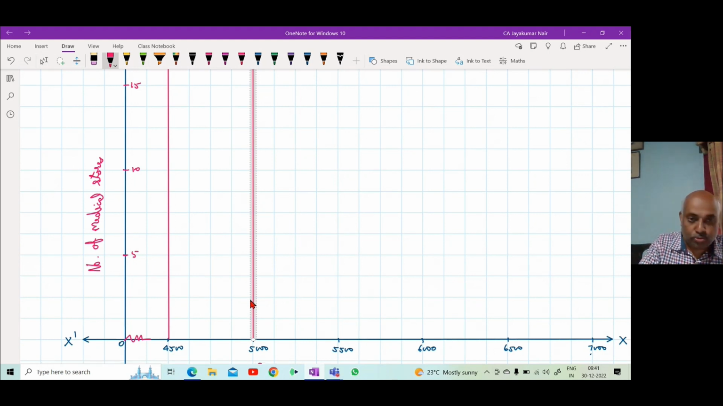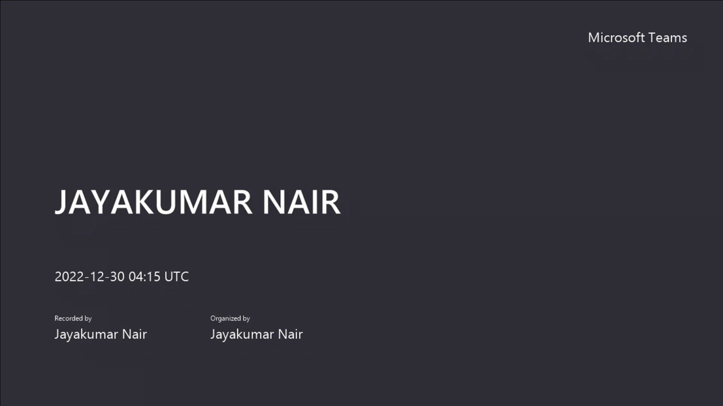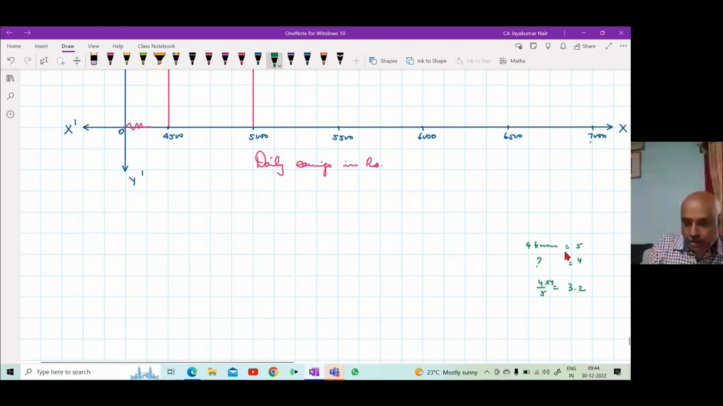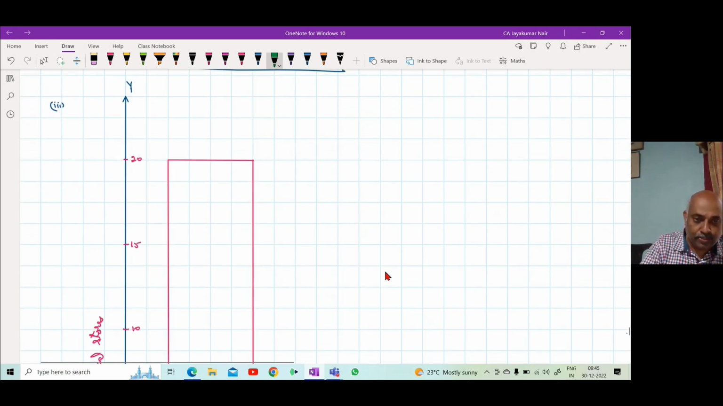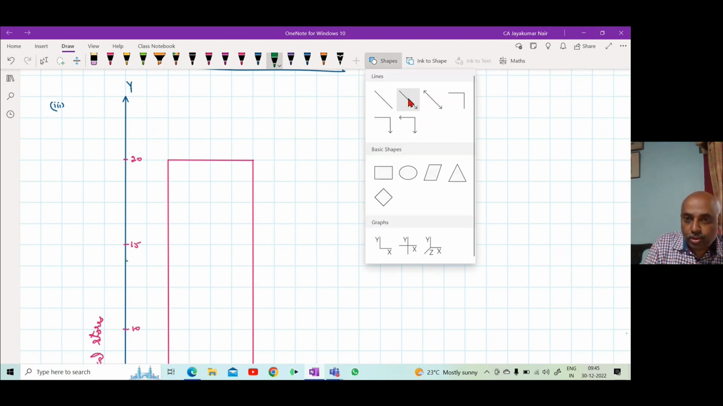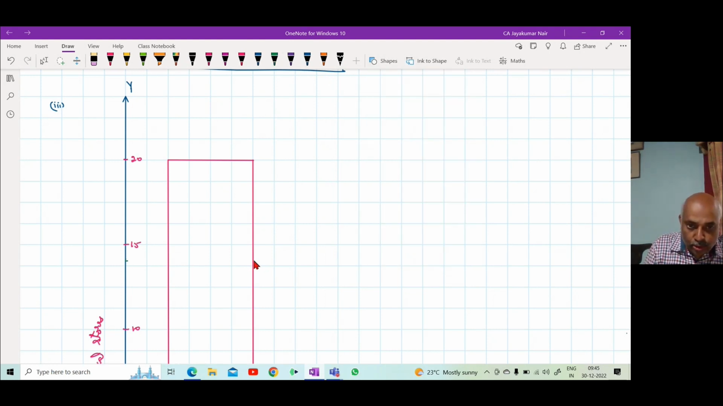The second one is 14. 4 boxes, we are taking it as 5 units. So 4 units, how much? I did unitary method, 4 into 4 over 5. I get 3.2 boxes. Therefore, this is 10. So exactly 14 will be 1, 2, 3.2 boxes somewhere here. I will draw a horizontal line.